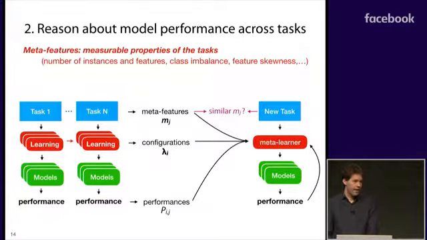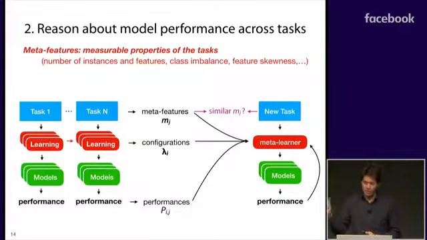What if I can now look at my task and tell how it's similar or dissimilar to other tasks? Now, to do that, I need some way to characterize my tasks. And we call these meta features. These are measurable properties of the task that we can use. These are simple things like the number of instances and features, but we'll come back to that.